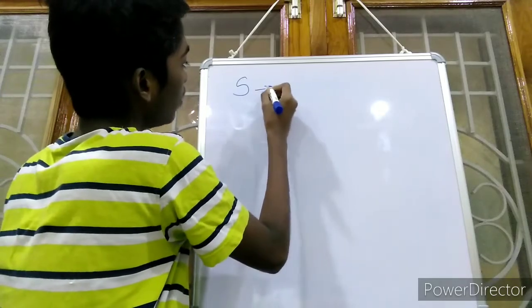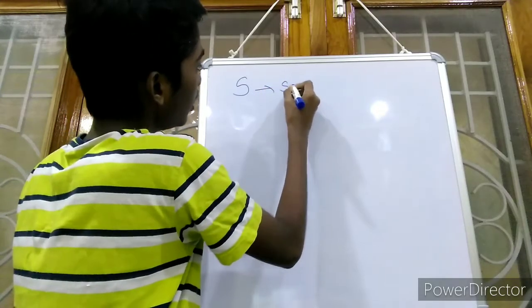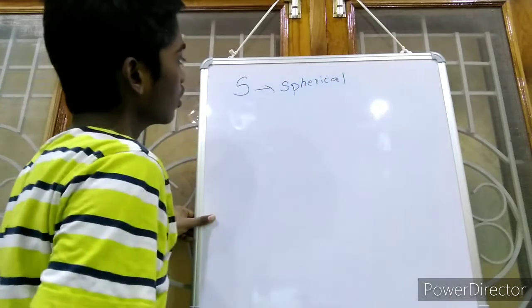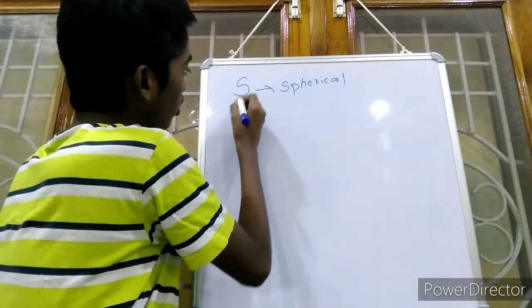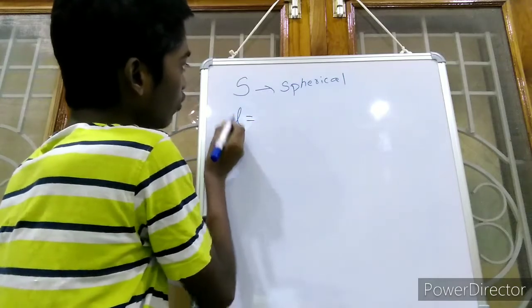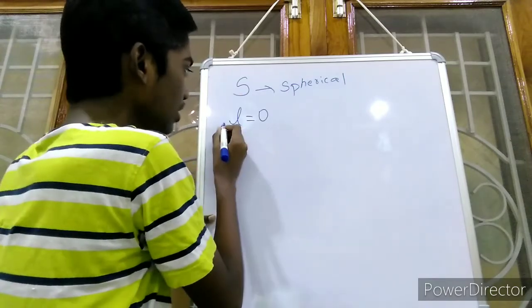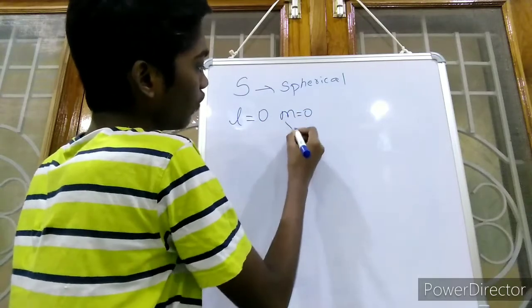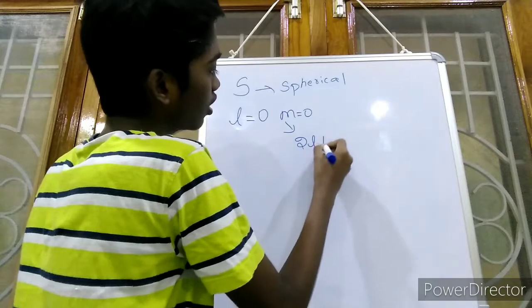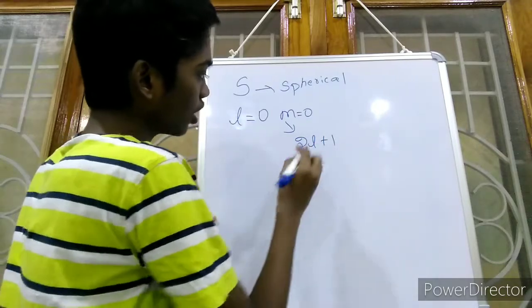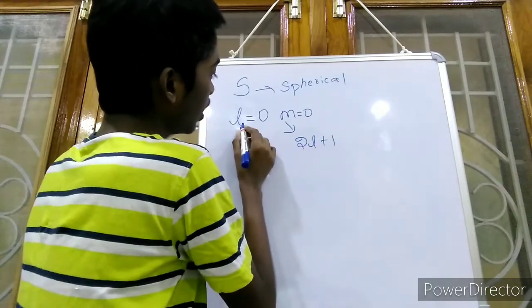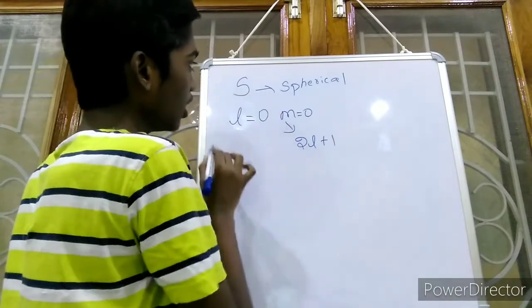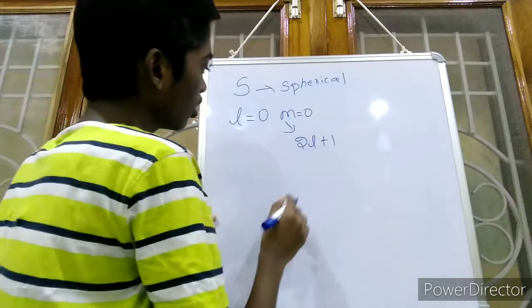We know that the shape of the orbital S is spherical. So we know that the L value for the S orbital is 0. As the L value is 0, the M value also will be 0. Remember that the formula of M is 2L plus 1. According to the rule, as the value of L is 0, the value of M is also 0 in the case of only spherical, nothing but the S orbital.